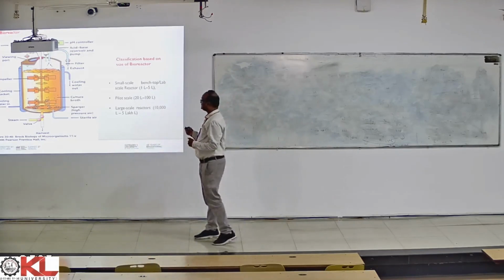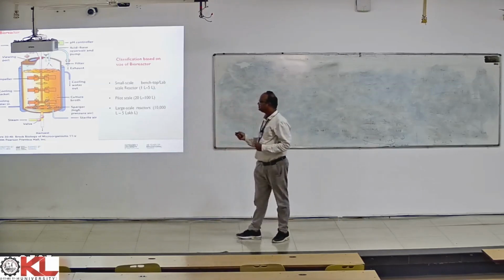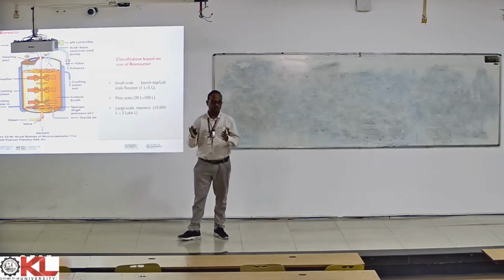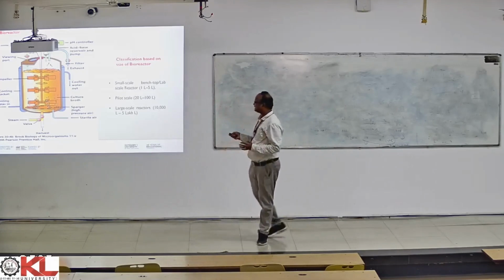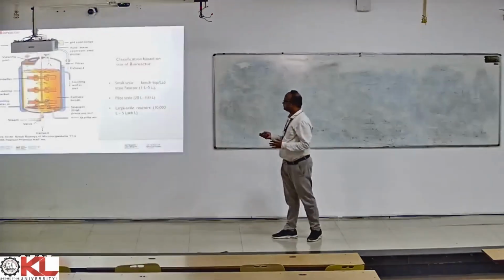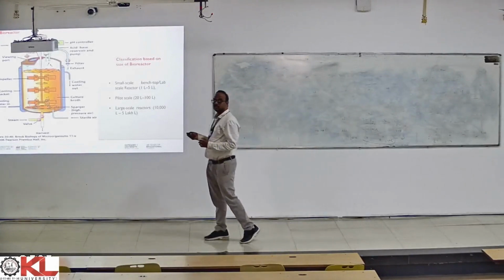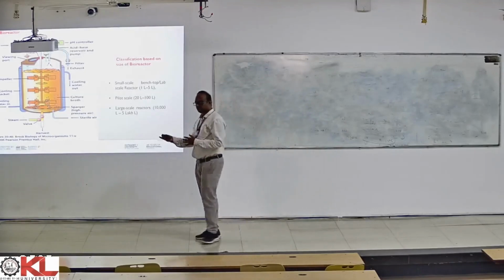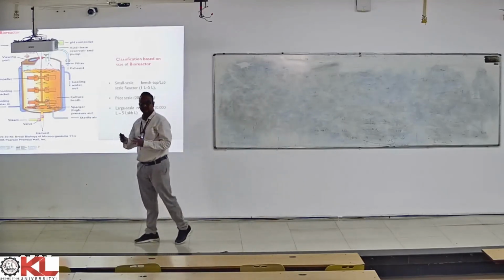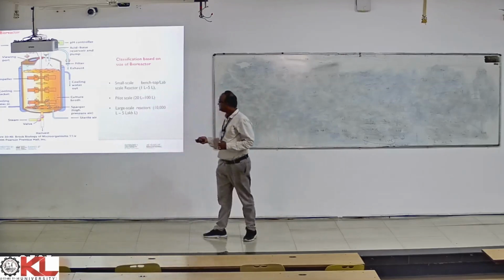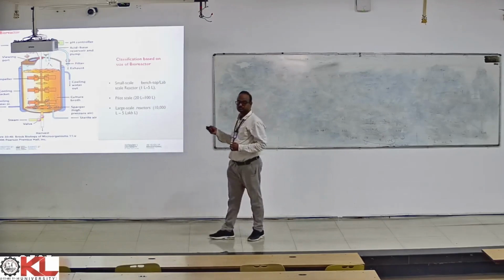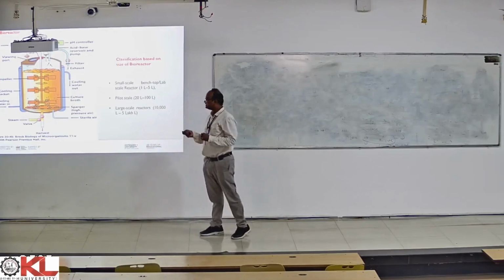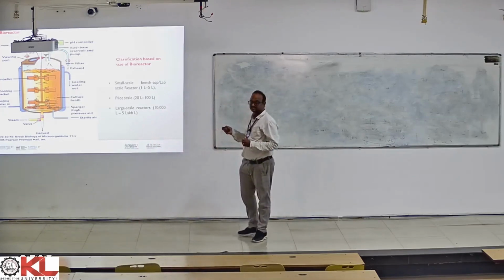Based on the sizes, we can classify these bioreactors into small scale bioreactors, which generally use 1 to 5 liters of broth to produce the product. The second category is the pilot scale bioreactor, which can accommodate around 20 to 100 liters of broth for producing products. That means a little larger than the laboratory scale. And the third is the large scale bioreactor, also called industrial scale, where we produce lots of product in the industries.